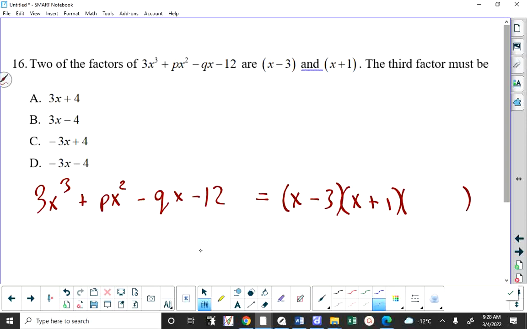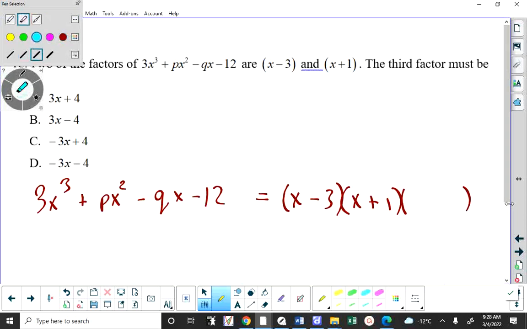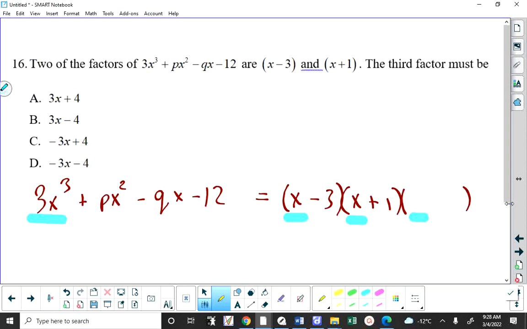And on day 1 of the unit, we learned that the leading term of the expanded polynomial has to be equal to the product of the leading term, or highest degree term, from each factor. And we learned that the constant term in the expanded form has to be the product of the constant terms of the factors. So the question is, if we already have x times x, what do we need to get 3x cubed? We need 3x here. So right away, you can eliminate c and d.